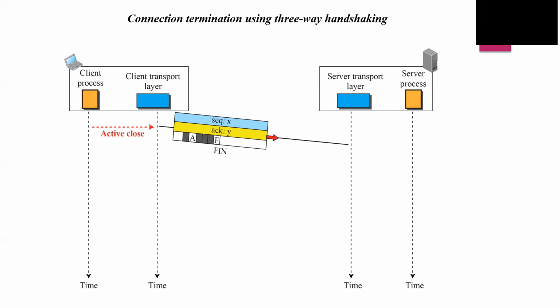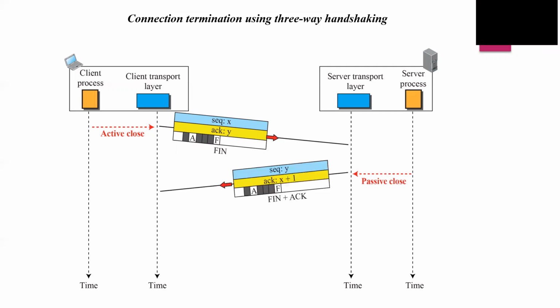Now the second reply: the server will send a reply to the client and also send the termination of the connection to the client. Now the passive close. Passive is nothing but the server. The server is also ready to close its connection, so it will send a message. What is the sequence number? Y. That is its own segment, and acknowledgement equal to X plus 1.